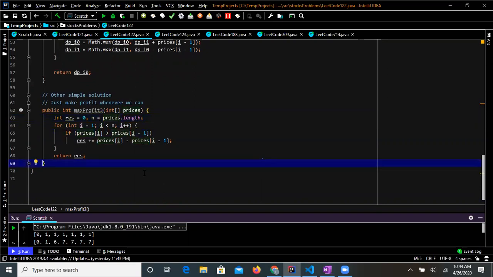Very simple code. You go through all the prices one by one, and whenever you see you can make a profit, just make a profit and done. That's it, because there is no restriction on the transaction, so that doesn't matter. So this is like a greedy approach? Yes, I would say it's a greedy approach.